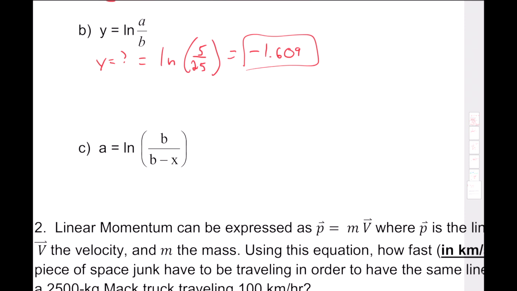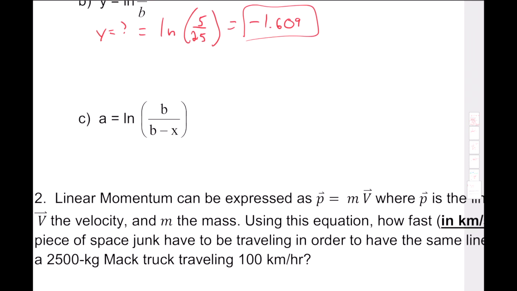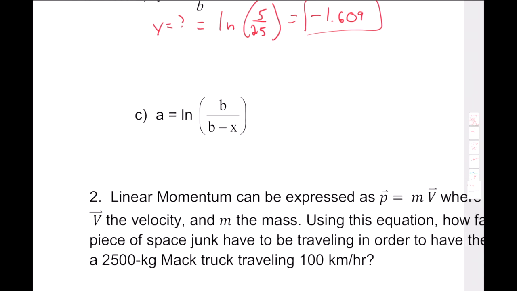I wonder if the next problem will make us pay for the ease of the previous two problems. Turns out, yes, it will. This one's a little more complex, but not to fear, not much. Let's take the e to the of both sides here. So what do I mean by that? Well, e to the a equals e to the natural log of b over b minus x. That gives us a cancellation there.